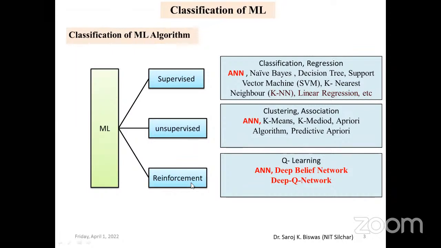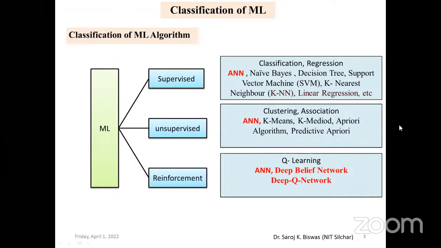Then we have reinforcement learning here. We have a number of algorithms to solve reinforcement learning problems, and here we have shown some of them. This includes artificial neural networks, deep neural networks, and many other neural networks. And apart from neural networks, many other algorithms are also there. One thing to notice here is that all kinds of learning paradigms can be handled using artificial neural networks. Perhaps for this reason, artificial neural network is considered one of the most powerful machine learning algorithms to use in any kind of problem.